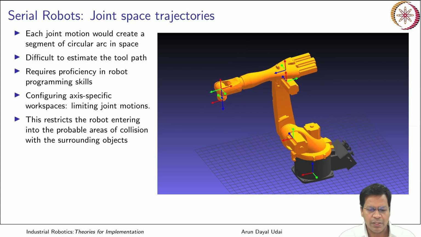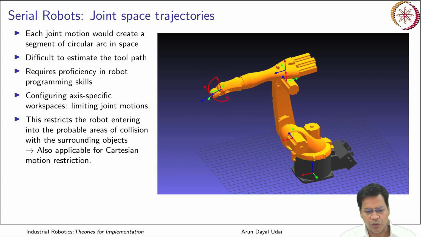So yes, this restricts the robot from entering possible areas of collision. So this is done in order to avoid collision with surrounding objects. You have an object in that particular location, so that is the reason why you should do this. Okay, so yes, it is also applicable for Cartesian motion. What I have just said for joint space, a similar analogy is there in Cartesian space also.